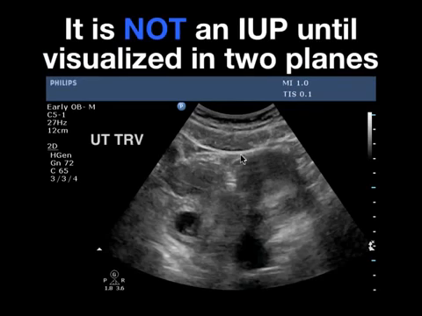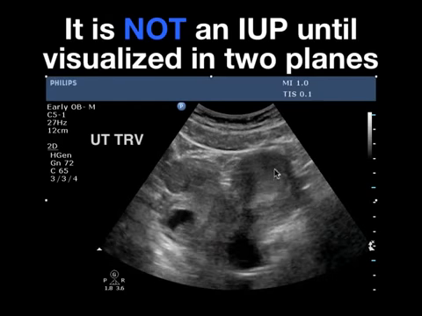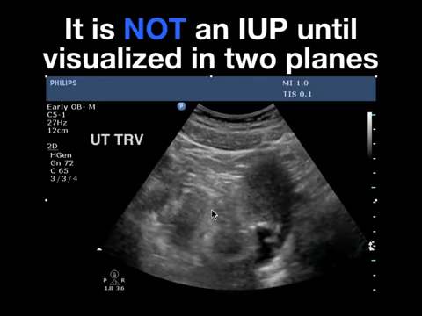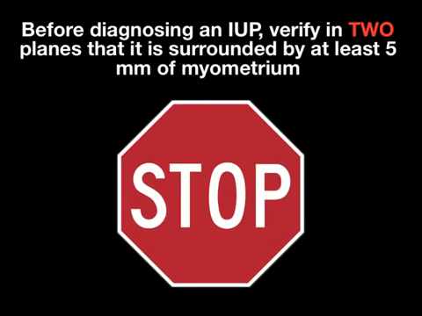When we look at this patient in the transverse plane, you can see here's uterus over here. Here you've got myometrium. Here's a thickened endometrium. This pregnancy is off to the side over here. This is a right tubal ectopic. So you have to be very careful. You can only diagnose an IUP after you've seen it in two planes and have confirmed that it's within the uterus. So when you're attempting to diagnose an IUP, you've got to make sure that there's at least 5 millimeters of myometrium surrounding the pregnancy.